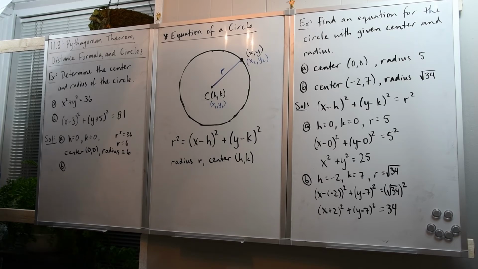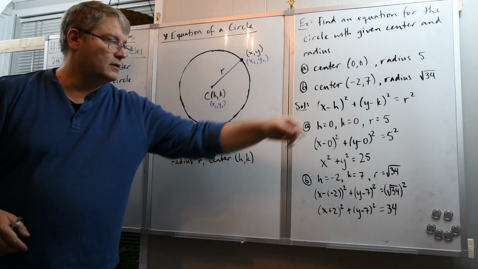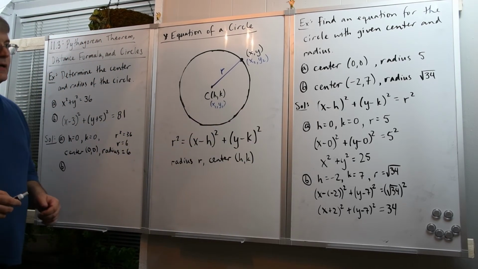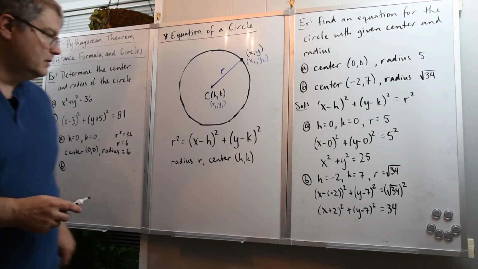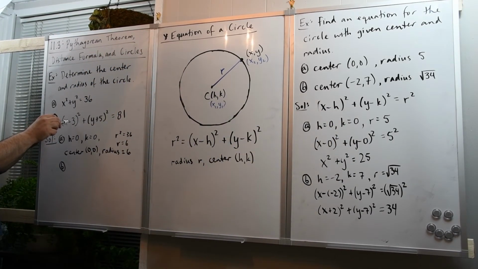Now, for part B, you have x minus 3 raised to the second power plus y plus 5 raised to the second power is equal to 81. So let's compare the x minus 3 squared to the x minus h squared. Now, h is actually the number being subtracted from x here. 3 is the number being subtracted from x here. So that means that h is equal to 3.